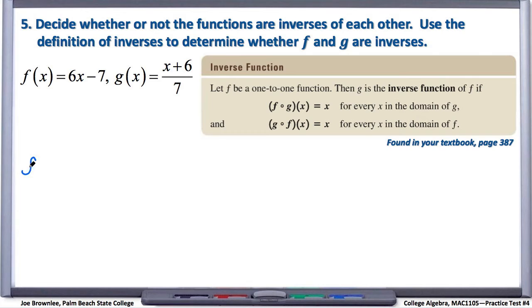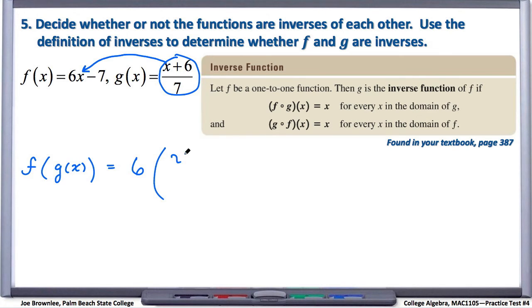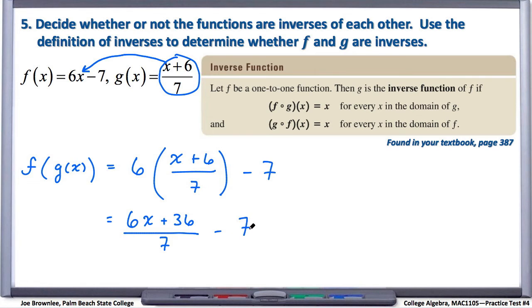So we're going to find f of g of x, again, meaning we're taking this (x plus 6) over 7, plugging it in for x in the f function. So that will look like what? Well, 6 times, taking out the single x, plugging in the expression (x plus 6) over 7, minus 7, and now we need to clean this up. So when we distribute this 6 through, we'll end up with (6x plus 36) over 7 minus 7.